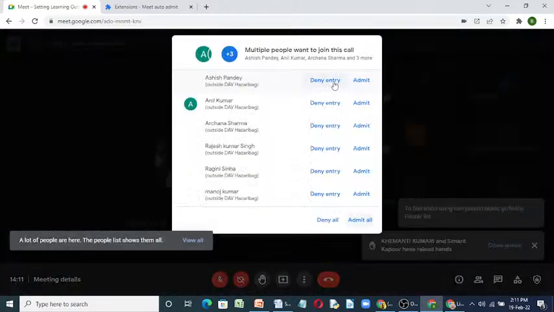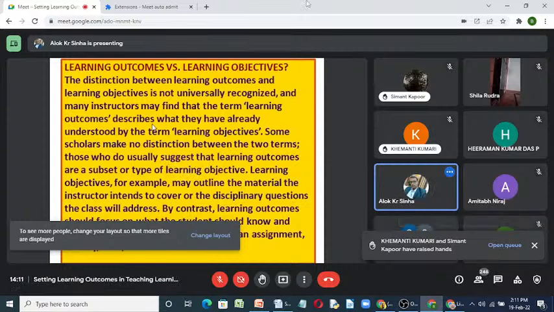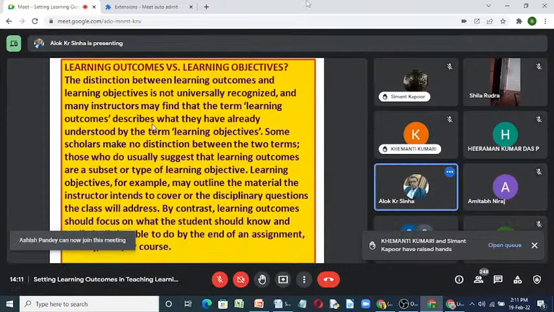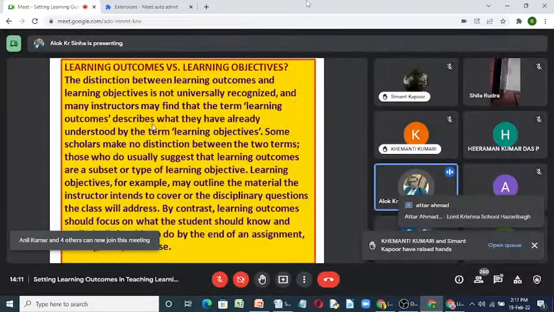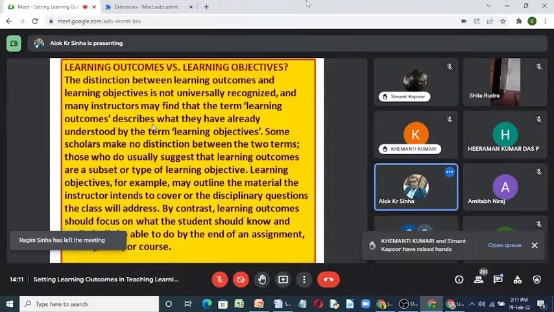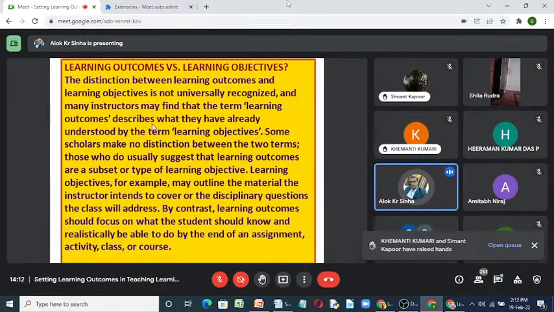So now we can differentiate learning outcomes versus learning objectives. The distinction between learning outcomes and learning objectives is not universally recognized, and many instructors may find that the term learning outcomes describes what they have already understood by the term learning objectives. Some scholars make no distinction between the two terms. Those who do usually suggest that learning outcomes are a subset or type of learning objectives.